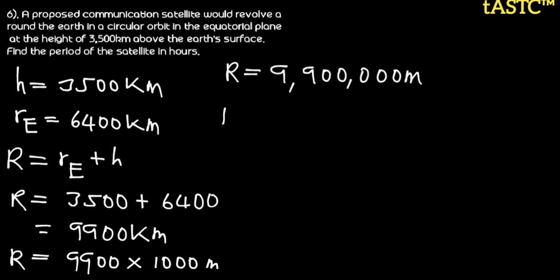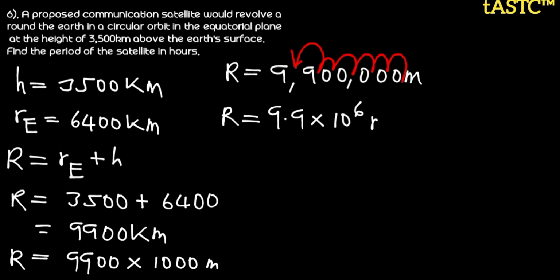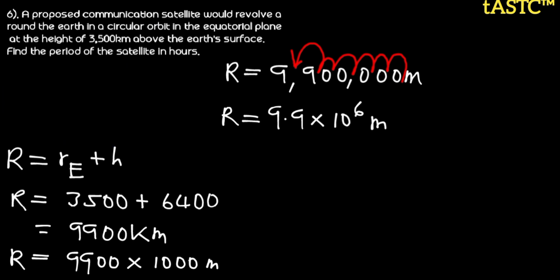So we need to express this in standard form. So this is going to be 1, 2, 3, 4, 5, and 6. So this should be 9.9 multiplied by 10 to the 6th meters. So we really need that. I'm going to place it somewhere here. R is equal to 9.9 multiplied by 10 to the 6th meters.